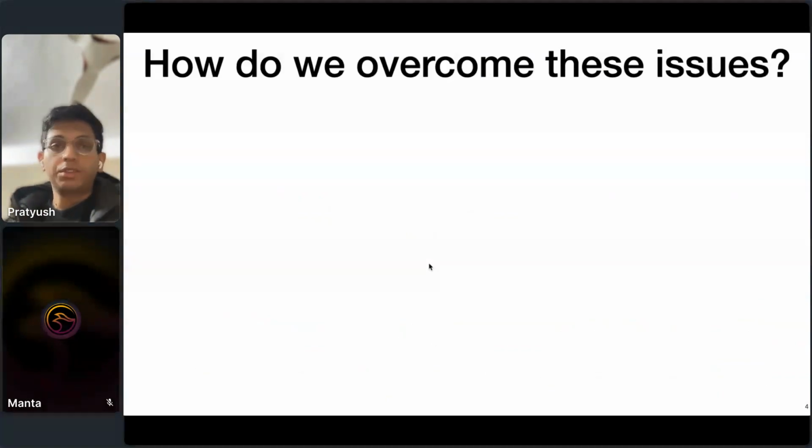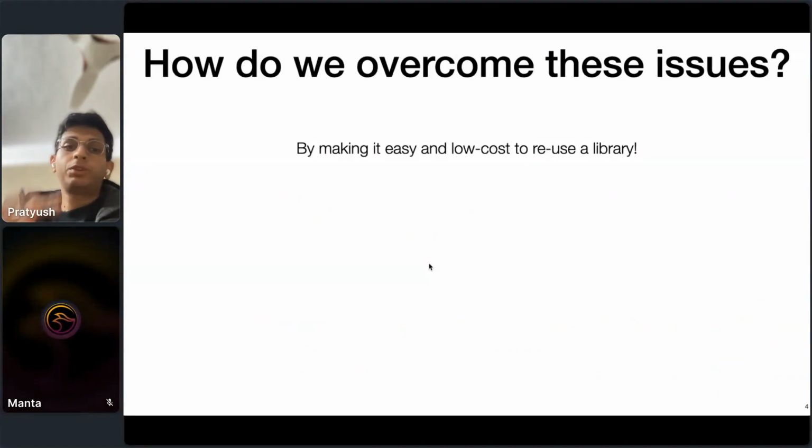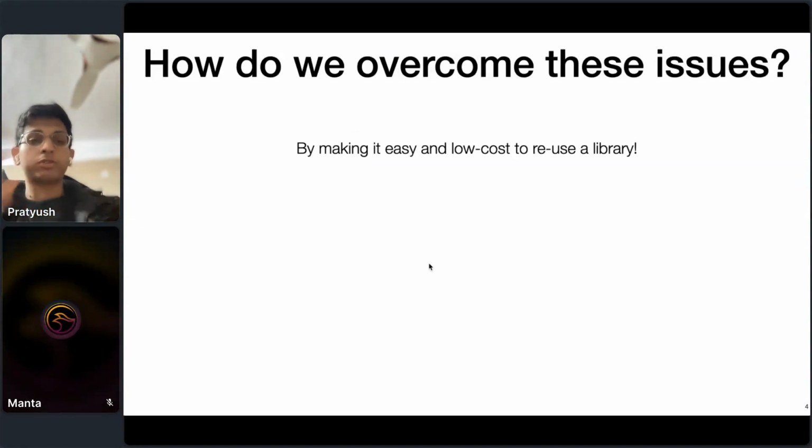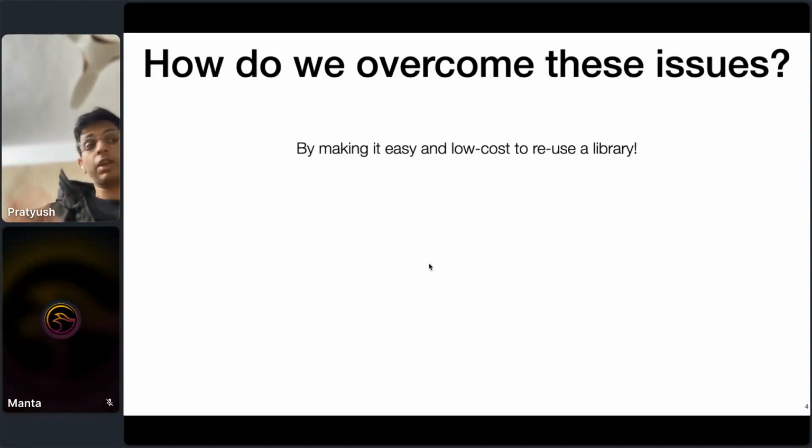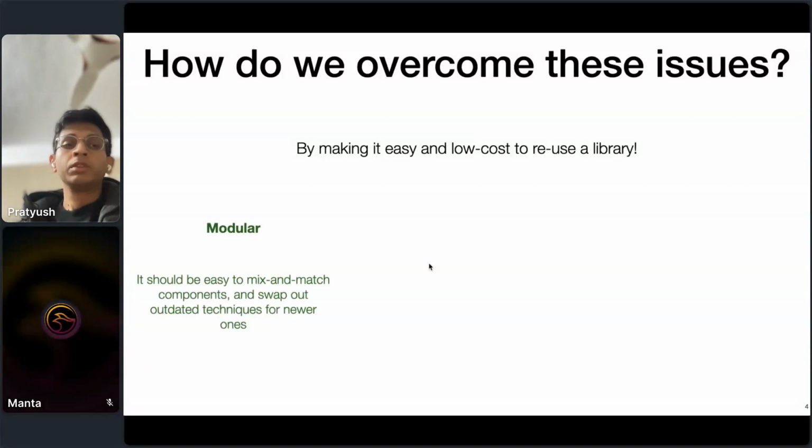So how do we overcome these issues? The idea would be to make it easy and low cost to focus all our effort on one set of libraries, or one ecosystem of libraries, and make it easy to reuse that library across various use cases, right? So to achieve this, we need our ecosystem of libraries to be modular. It should be easy to mix and match components and easily swap out outdated techniques for newer ones.